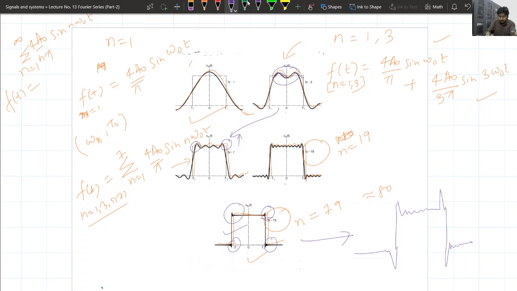And the ripples present in the region of continuity have started to decrease, but at the points of discontinuity, the ripples have started to increase. As you can see, after doing summation up to the 19th harmonic, the square wave is trying to smooth out, but at the points of discontinuity, the ripples are increasing.